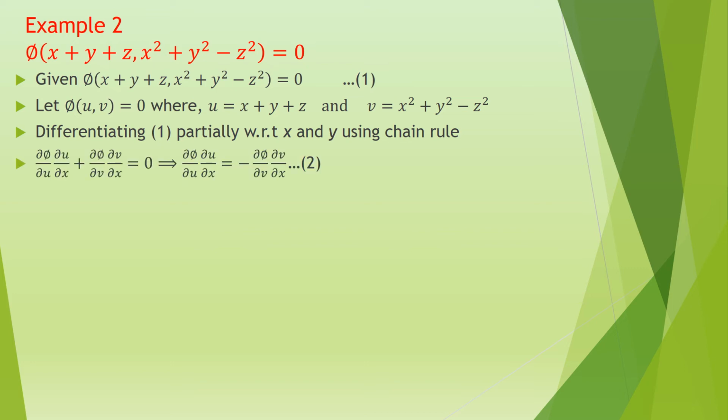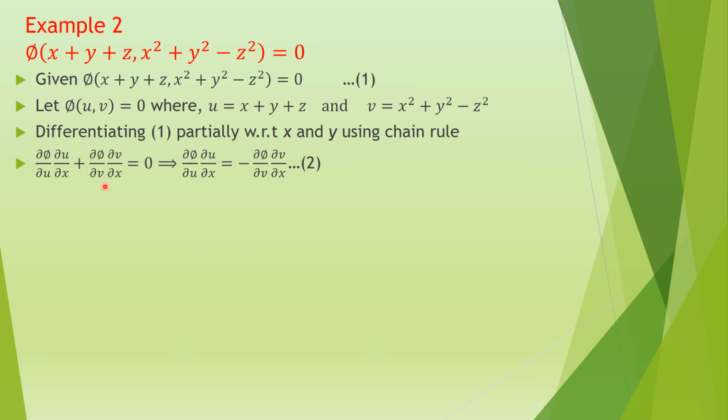So let me differentiate phi with respect to x initially. Here phi is a function of u and v, because phi of u, v equal to 0, as well as u and v are functions of x and y. So dou phi by dou u, because phi is a function of u, and dou u by dou x, because u is a function of x, plus phi is again a function of v also.